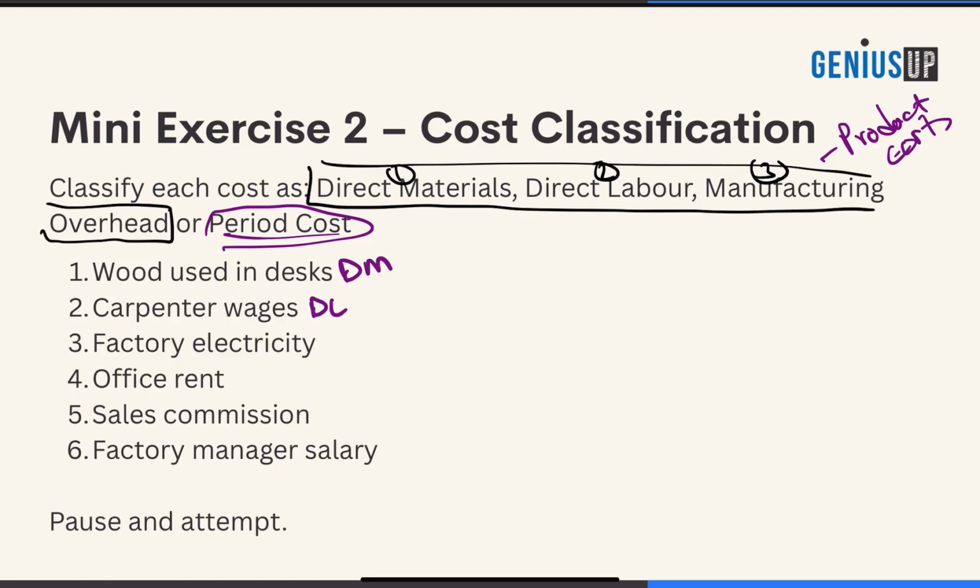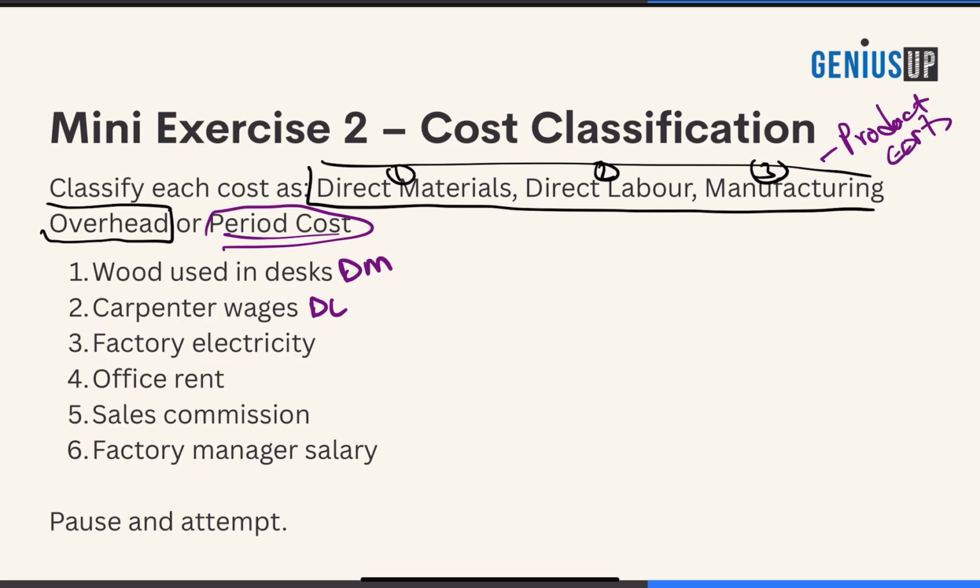And then factory electricity. Factory electricity still forms part of the product cost because it's involved in the production process, or it's a factory cost. However, it is not direct material or direct labor because we can't directly trace it to the product, right? We can't say this specific one product consumed this much electricity. So it's a factory cost, but it's not direct material and it's not direct labor. It is a manufacturing overhead because it's not physically traceable to the product.